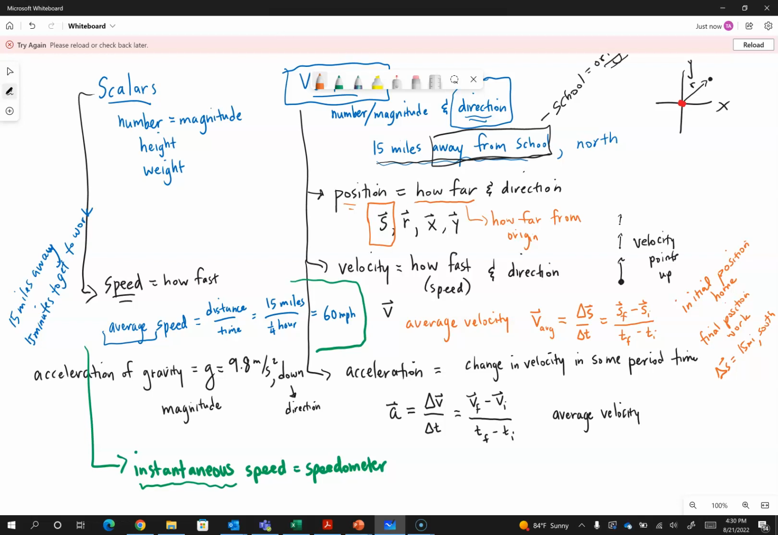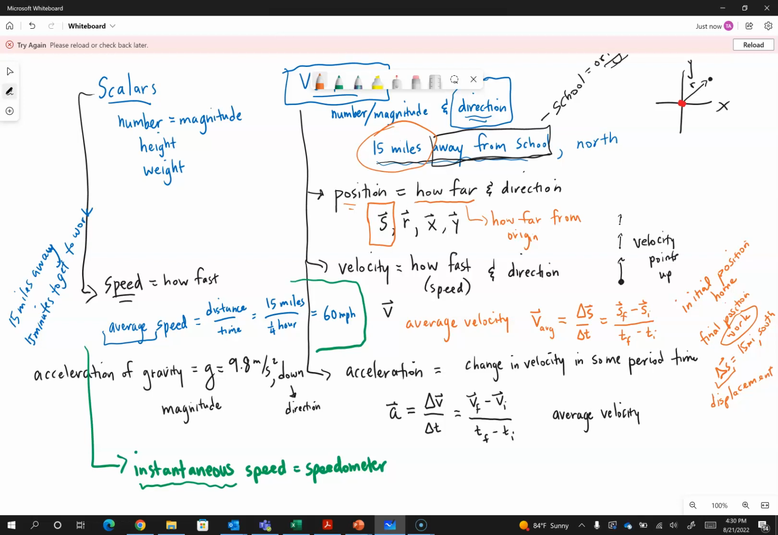Okay, because I'm taking my final position, my work position minus my home position. So I've traveled a total distance of the 15 miles I said before, and I had to drive south to get from home to work if I lived north of there. The delta S we call displacement, it tells us just simply where we ended up relative to where we started.